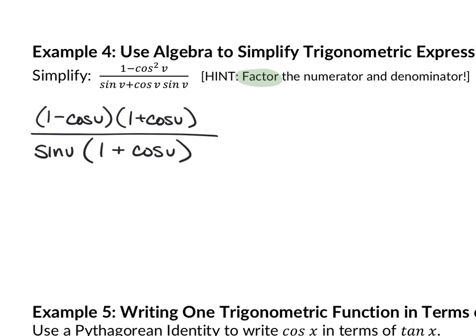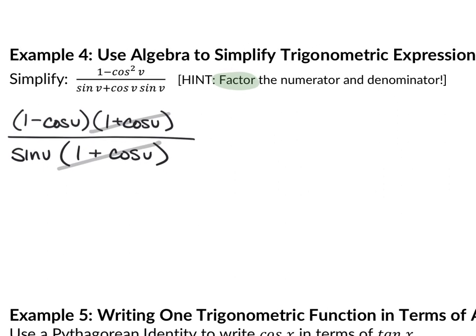So again, this is the difference of two squares on the top, and this is a GCF on the bottom. I just divided out the sine of v. Sine of v divided by sine of v is 1. These sine of v's would cancel out. Now hopefully you notice that immediately I have a 1 plus cosine of v on the top and bottom. Since those are multiplied instead of added together, we can go ahead and cancel them so that I end up with 1 minus cosine of v over sine of v.